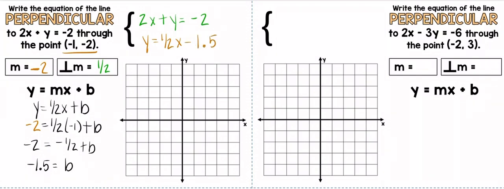So now let's graph those. I'm going to graph the green line first. So x is -1, and your y is -2. And so then I'm going to draw my line and graph. Okay, and then my y-intercept is -1.5.